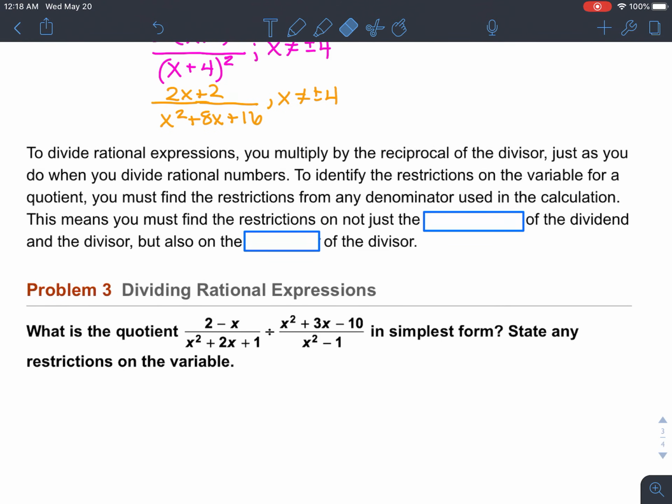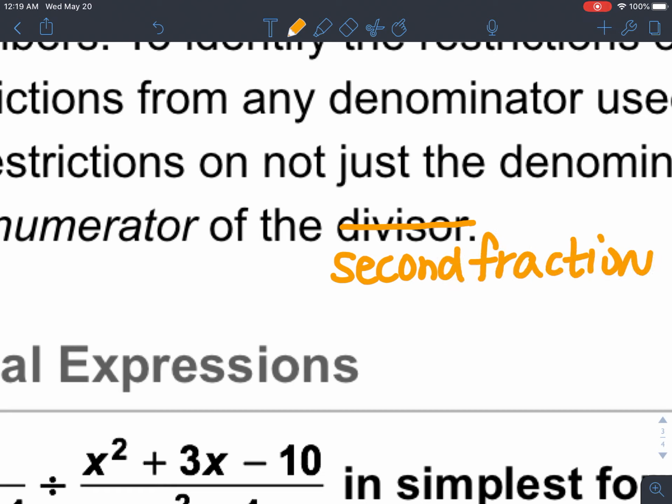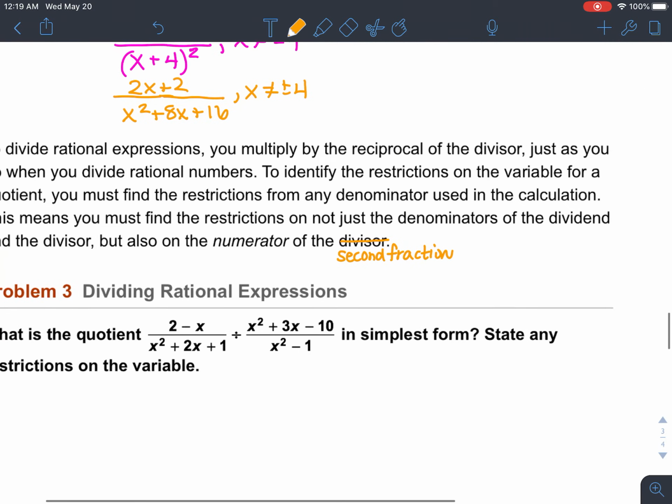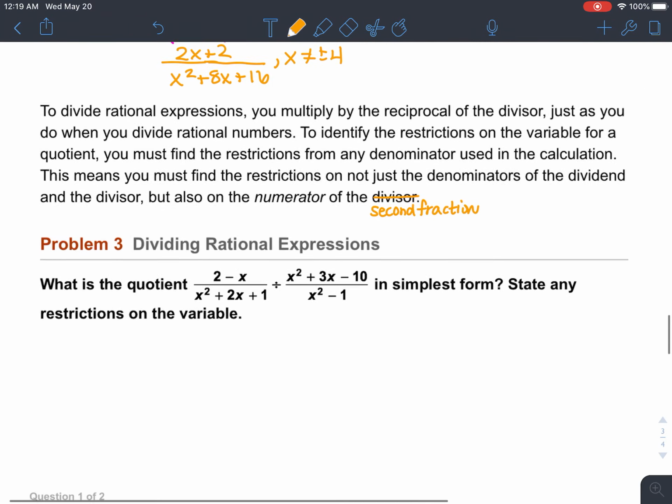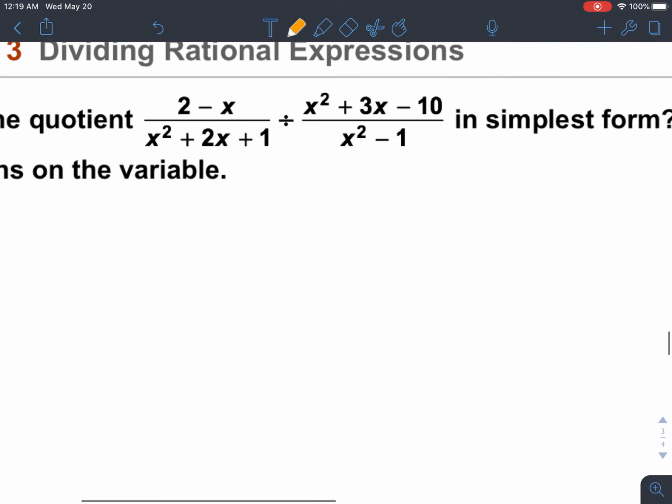So it means you can't just find the restrictions on the denominators, but it's got to be also on the numerator of, I'm actually going to just write here, I think this will be easier for you. The numerator of the second fraction. So the thing you're dividing by. Divisor is not a word that I really use. Okay, so what is the quotient?